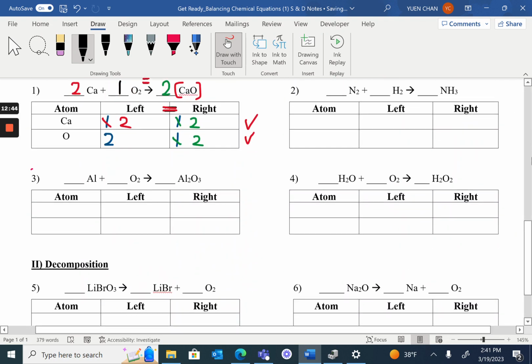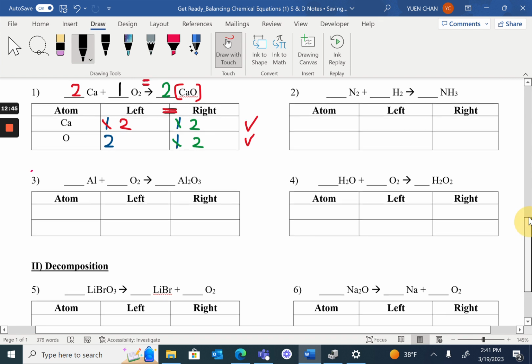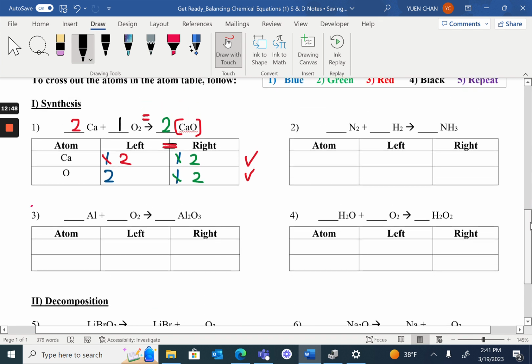So that makes this equation 2, 1, 2. And 2, 1, 2 is the most simplified. I don't need to divide it by any number. So this is done. Okay.